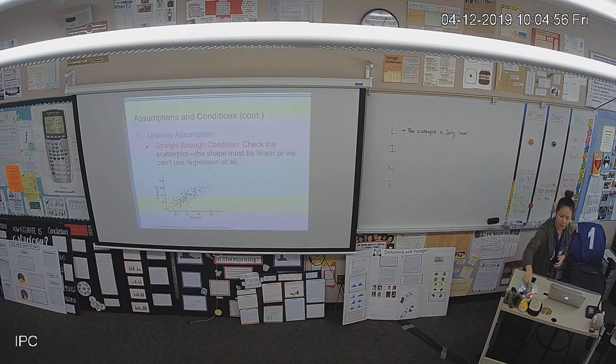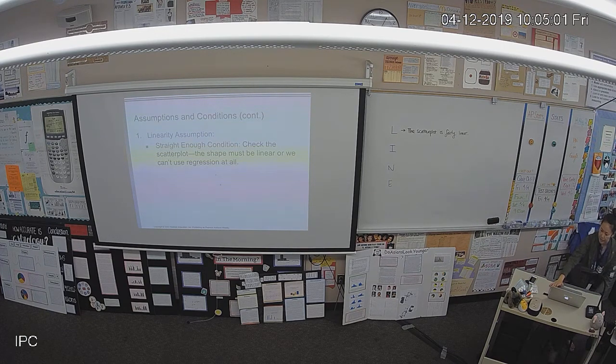So you just check it by looking at your calculator, look at your scatter plot. You can also look at the residual plot, making sure that there's random scatter, making sure again that the scatter plot is fairly linear.